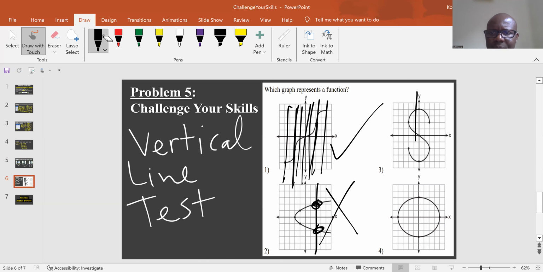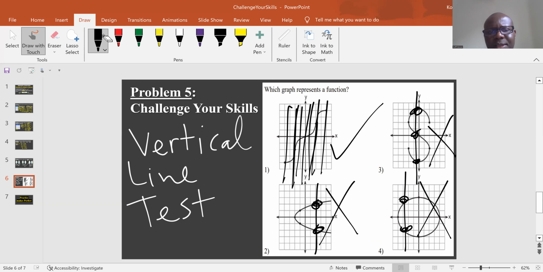Number 3, same thing, more than 1 point. Cross it here, it is not a graph of a function. The last one, same thing. Cross it here, okay? So it's not a function.